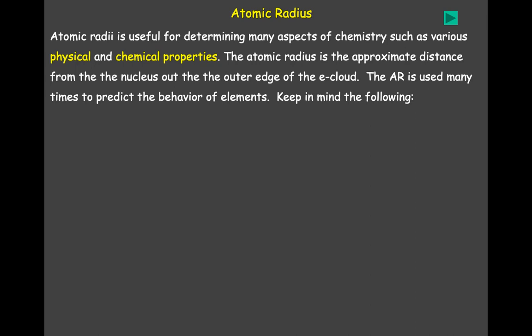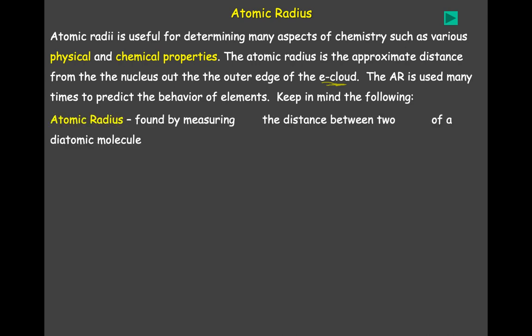So the atomic radius is the approximate distance from the nucleus out to the outer edge of the electron cloud, which is a little weird because the electron cloud doesn't have a very clearly defined edge. So this is an approximate value. It's nothing that's set in stone. The atomic radius is used many times to predict the behavior of the elements, and there are just a couple of things you want to keep in mind.